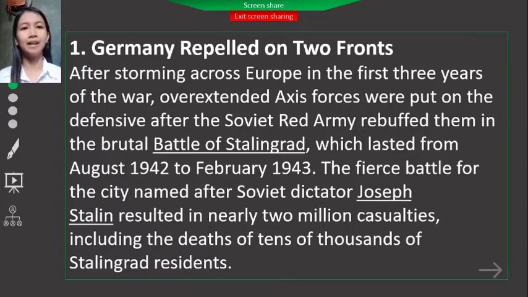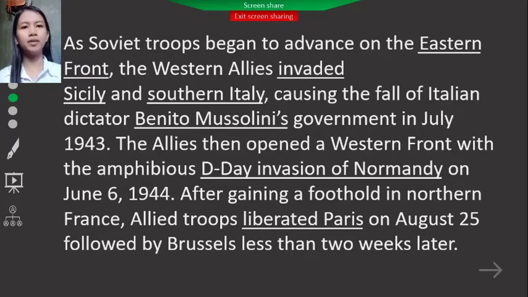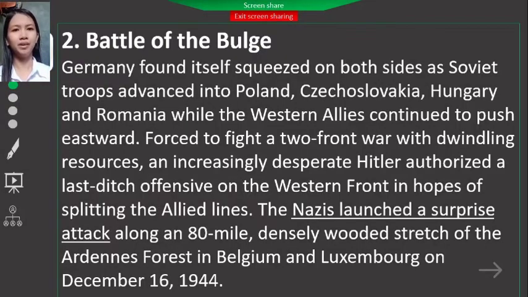As Soviet troops began to advance on the Eastern Front, the Western Allies invaded Sicily and southern Italy, causing the fall of Italian dictator Benito Mussolini's government in July 1943. The Allies then opened a Western Front with the amphibious D-Day invasion of Normandy on June 6, 1944. After gaining a foothold in northern France, Allied troops liberated Paris on August 25, followed by Brussels less than 2 weeks later.